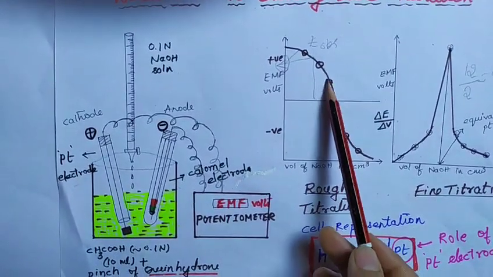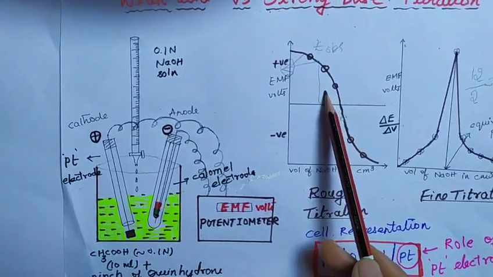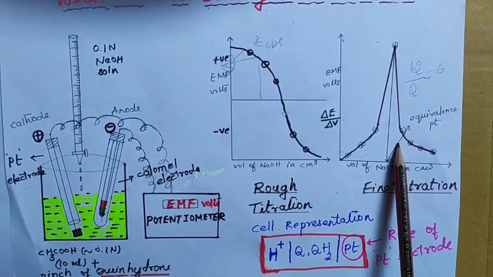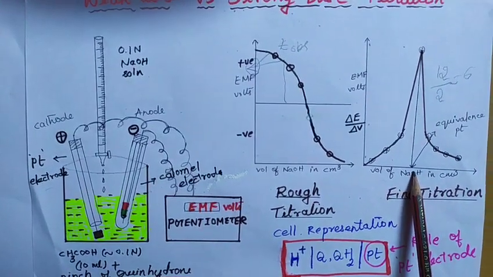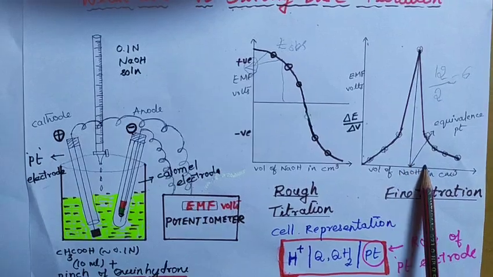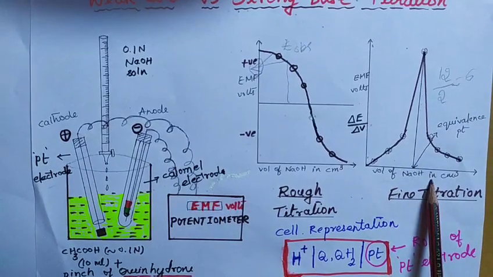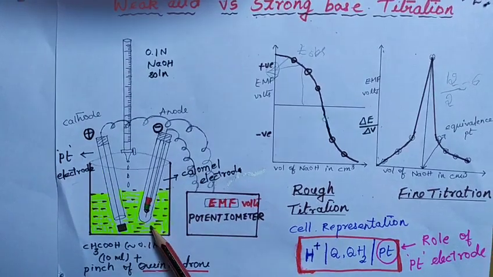At some point there is a jump in the potential, and in this range we have to carry out the fine titration. We get a peak and extrapolate this peak to the x-axis, and this gives the equivalence point, that is the volume of sodium hydroxide, using which we can find out the concentration of acetic acid.